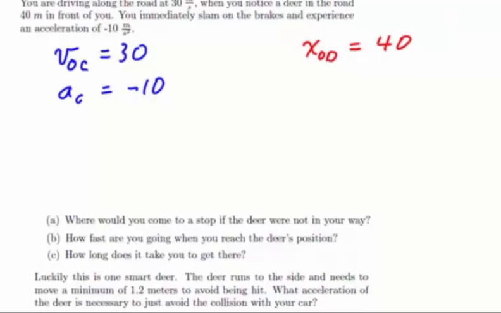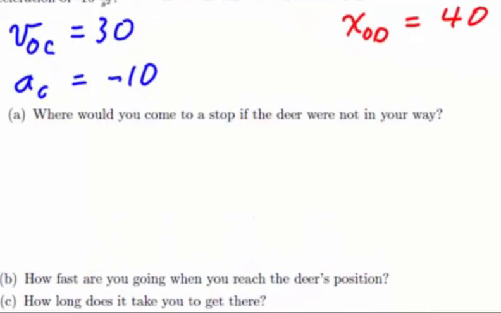Let's go to the first question. Where would you come to a stop if the deer were not in your way? Well, where is a question that is answered by specifying a value for x. However, we need to be careful. x of the deer, x of the car. This is where would you come to a stop. So that's asking, what is the x of the car?